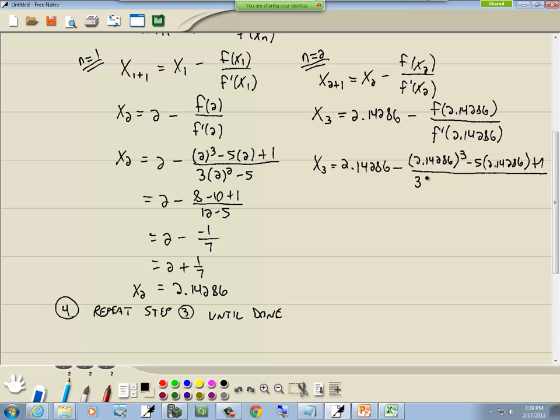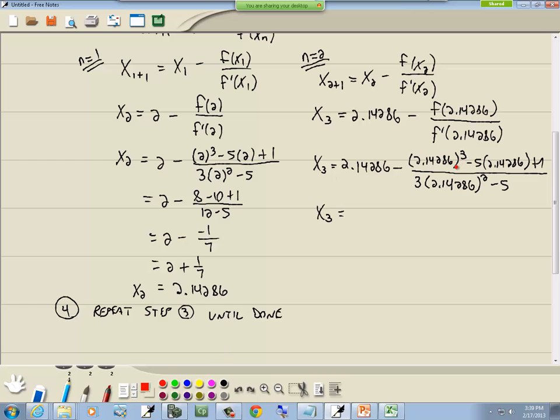So we're going to have 3 times 2.14286 squared minus 5. Now I'm going to plug this in my calculator. And actually, I guess I ought to show it on that calculator so you can see how to enter it.